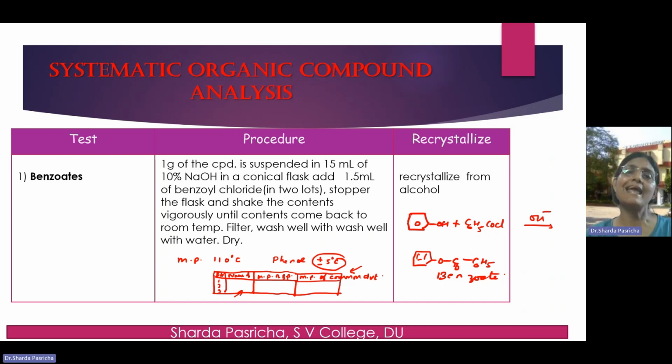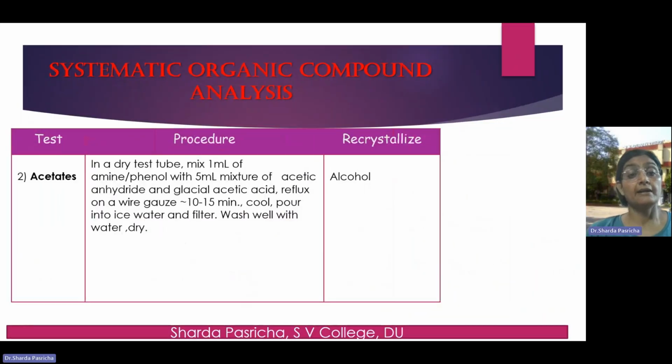This we have to do for any crystalline derivative that we prepare. This is benzoate. Next is acetate. Normally we prefer to make benzoates if possible. If benzoates are not reported for the compound, you may prepare acetate.